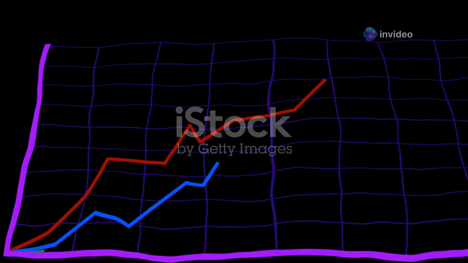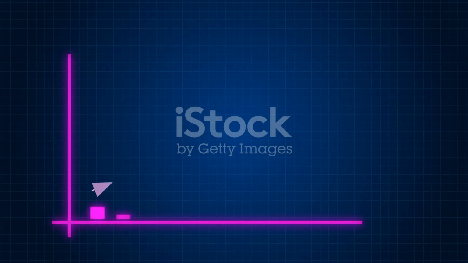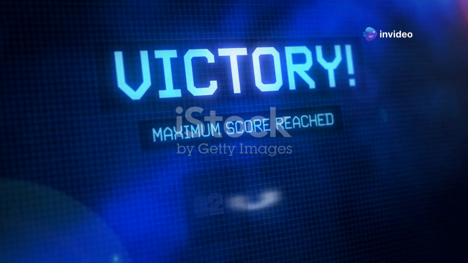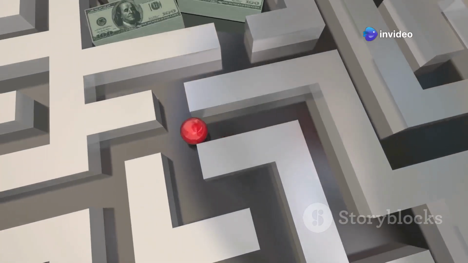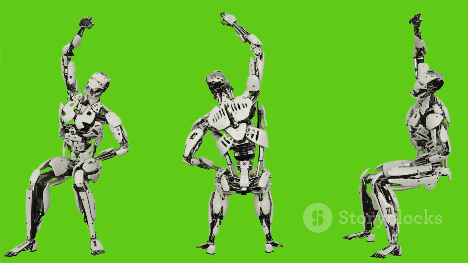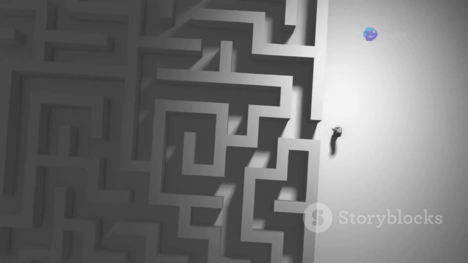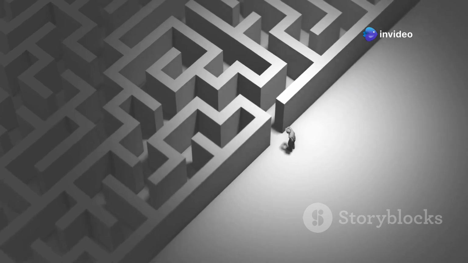One way to evaluate RL agents is by looking at their cumulative reward. This is the total reward an agent receives over time. Think of it like a score in a video game. For example, imagine a robot learning to navigate a maze. Each time the robot moves closer to the exit, it gets a positive reward. Each time it hits a wall, it gets a negative reward. The goal is to maximize the cumulative reward, reaching the exit as quickly as possible.